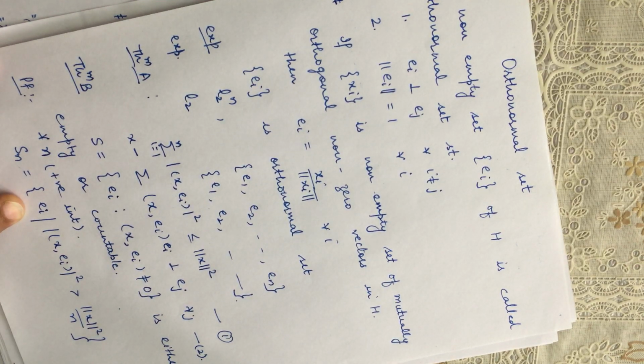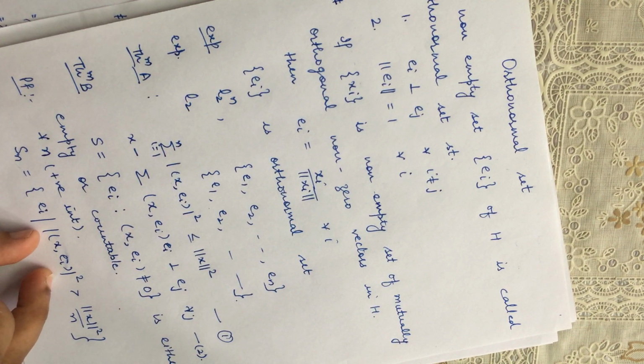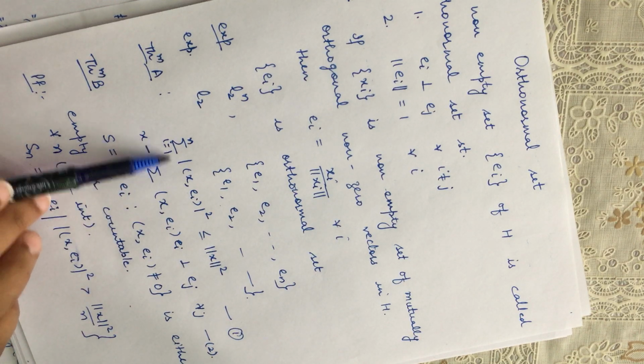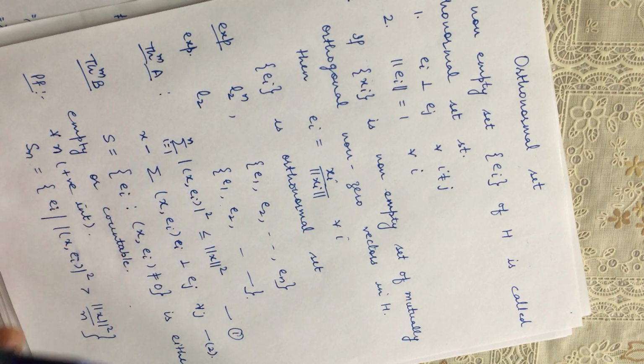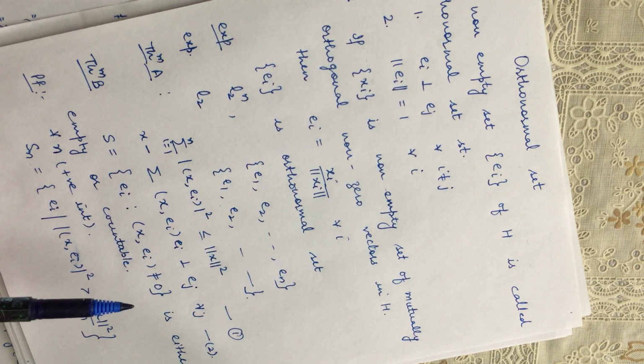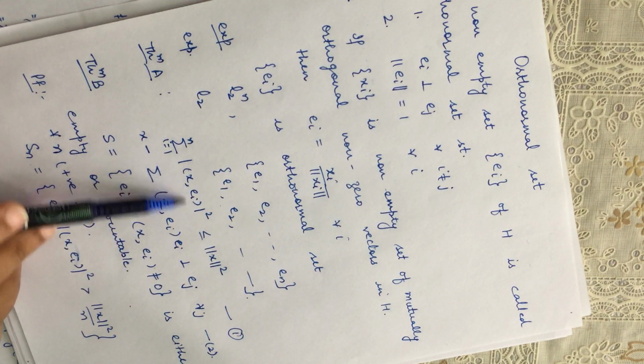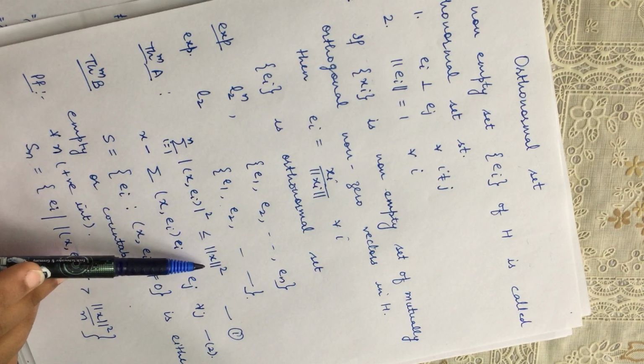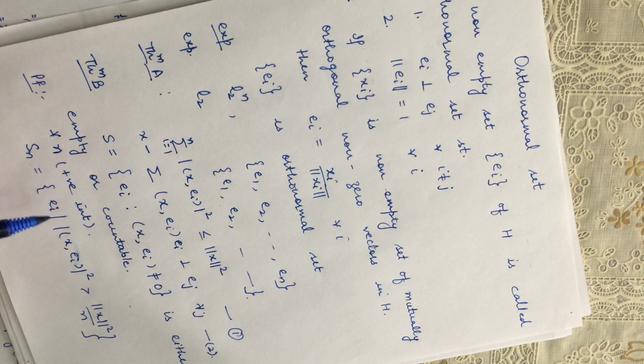Take the collection of all the vectors ei for which the square of the modulus of this inner product ⟨x, ei⟩ is greater than norm x square by n. Now Bessel's inequality says that this summation is always less than or equal to norm x square. So if the summation is less than or equal to norm x square, that means every term is less than or equal to norm x square. So by Bessel's inequality, Sn contains at the most n minus 1 vectors.